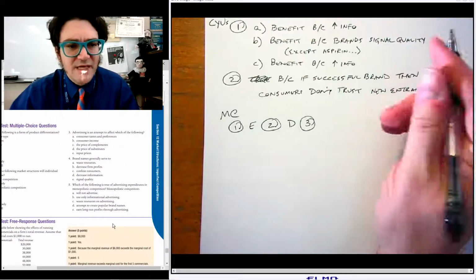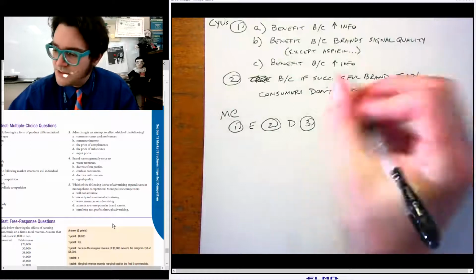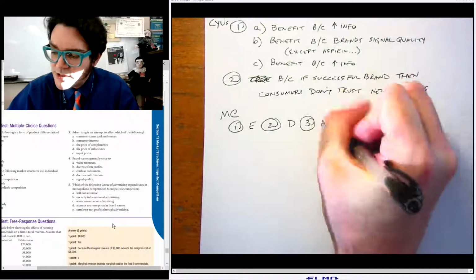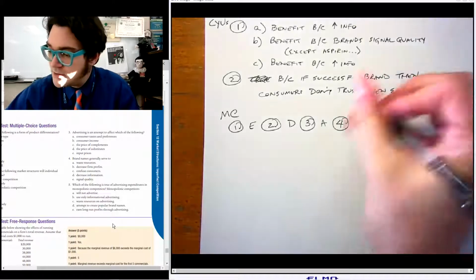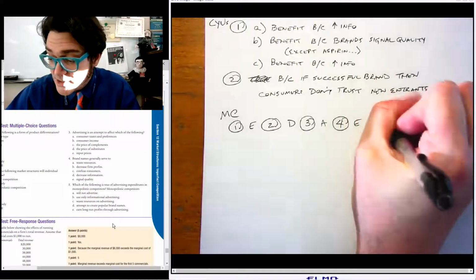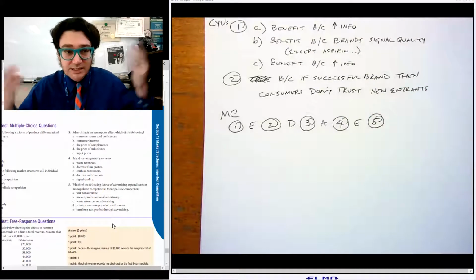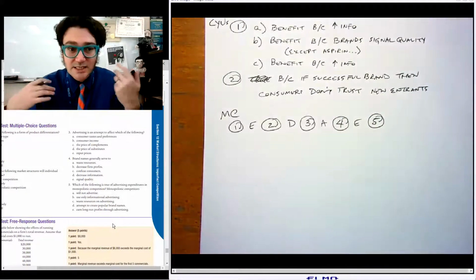Advertising is an attempt to affect which of the following? Consumer taste and preferences. Okay, it's kind of a giveaway question. Number 4, brand names generally serve to signal quality. That's what they're for. That is the actual reason they exist. It's not just to waste resources, right? It's not to confuse customers.